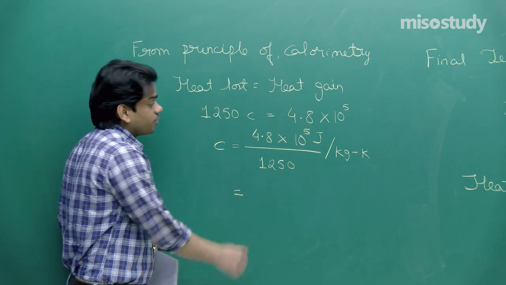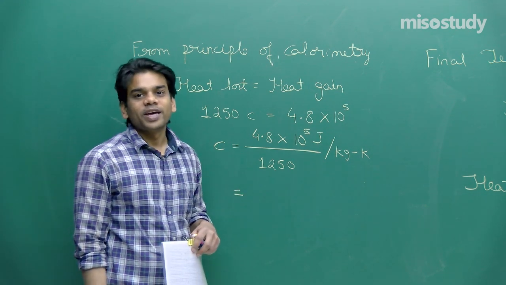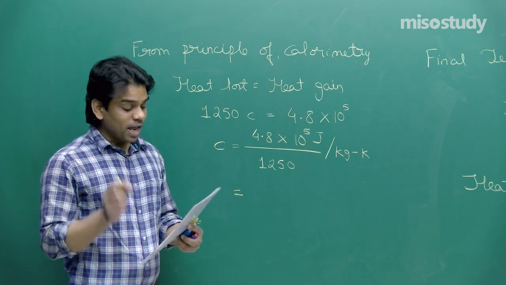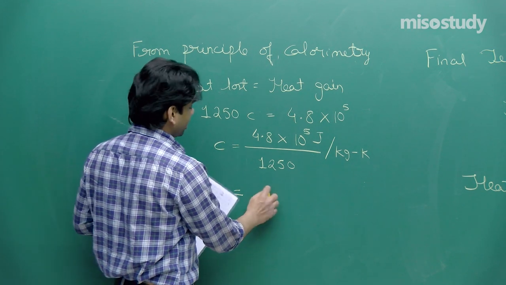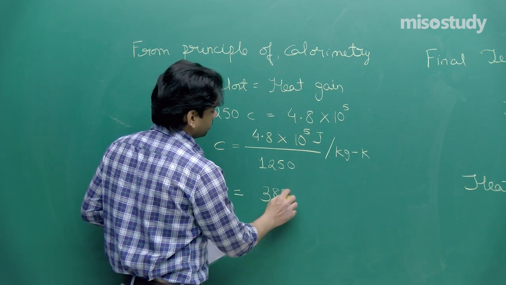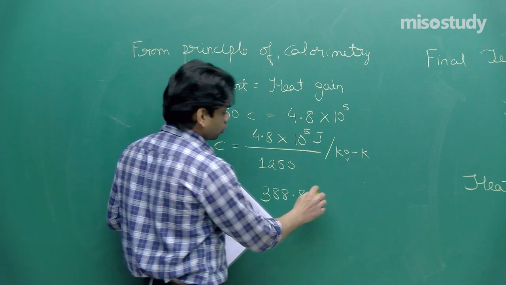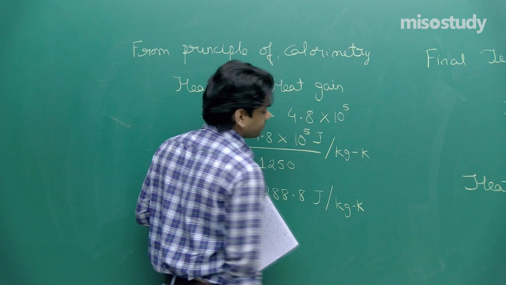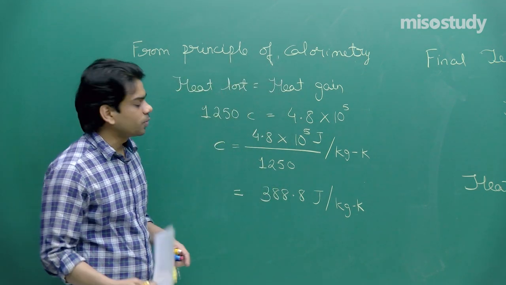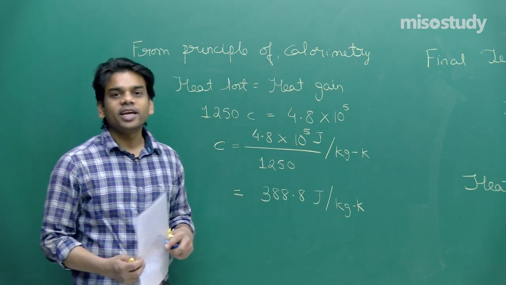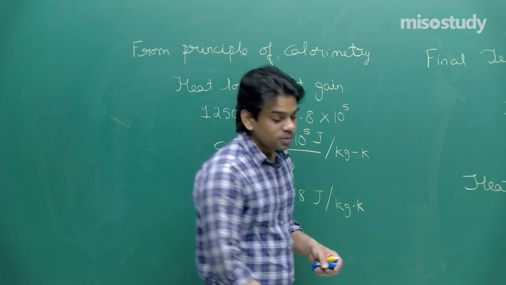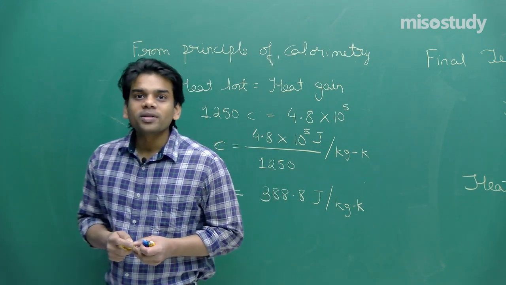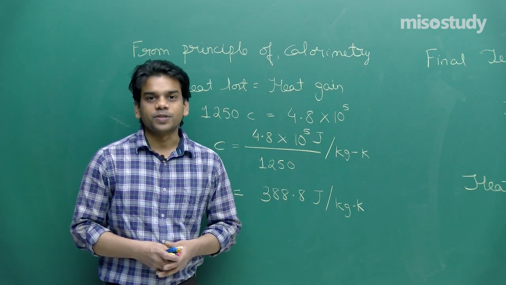If we solve this, what are we going to get? I believe that you can easily calculate this and you can write down the result. I'll give you directly the value. This will be 388.8 joule per kg per Kelvin. That is what you're going to obtain, 388.8 joule per kg per Kelvin. This will be the final value of the specific heat of copper that we have considered in our question.